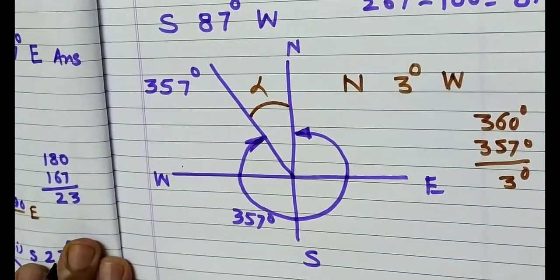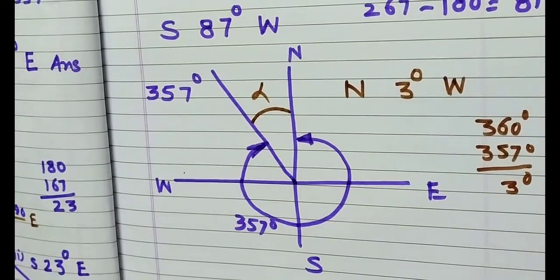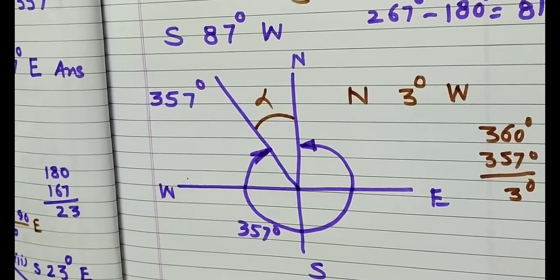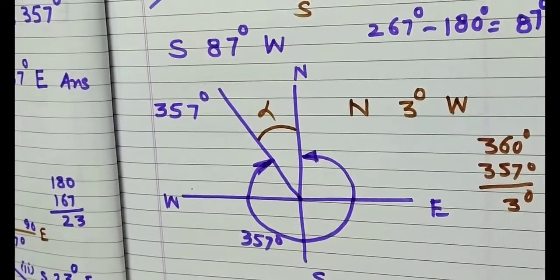This is the way how we can convert the whole circle bearing into reduced bearing or quadrantal bearing. So drawing the sketch is the best way.